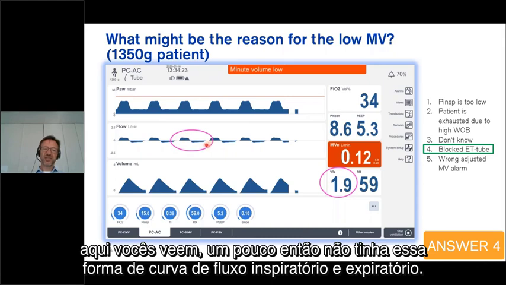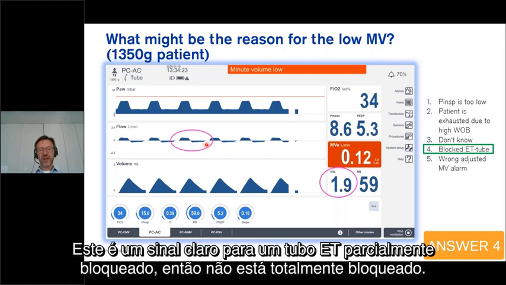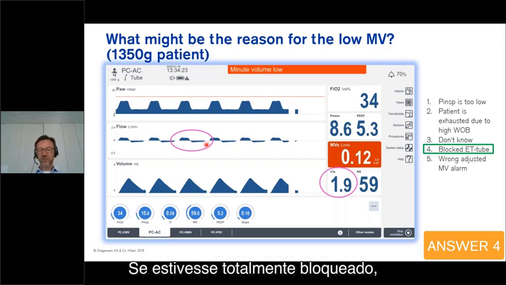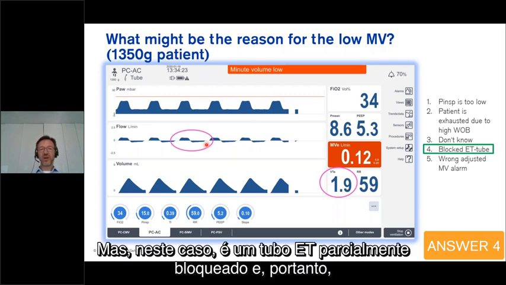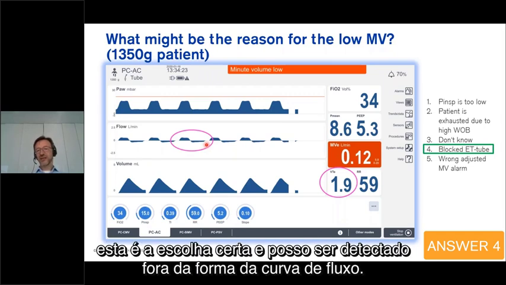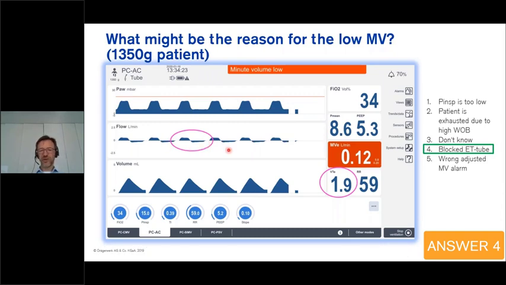So it does not have a typical shape of an inspiratory, expiratory flow curve. And this is a clear sign for a partially blocked ET tube. So it's not fully blocked. If it were fully blocked, then the ventilator would tell you, because there would not be any flow going to the lung or coming from the lung. But in this case, it's a partially blocked ET tube. So this is the right choice and can be detected from the flow curve shape here.